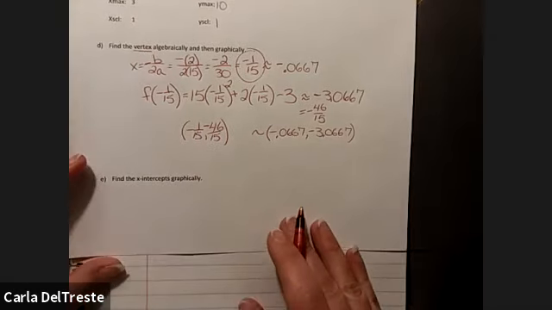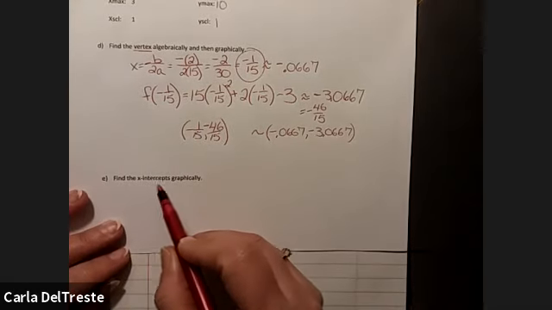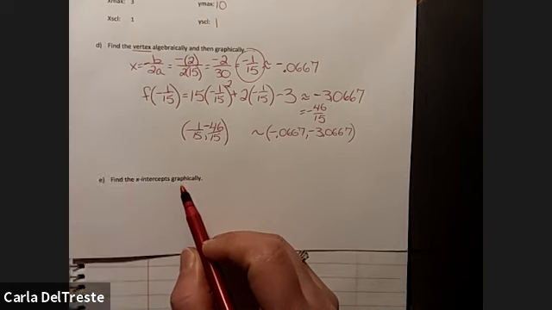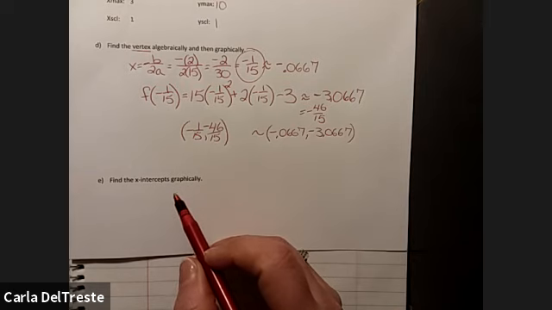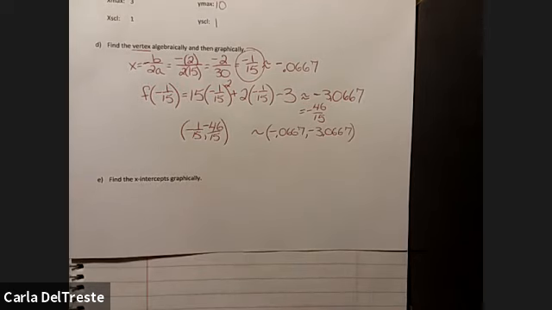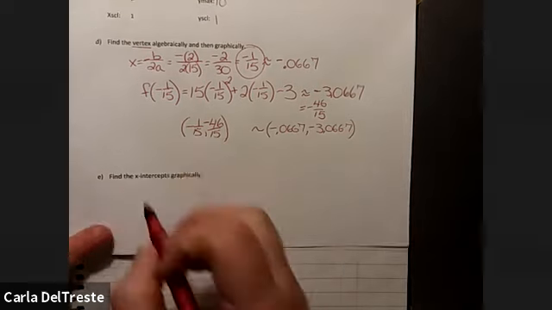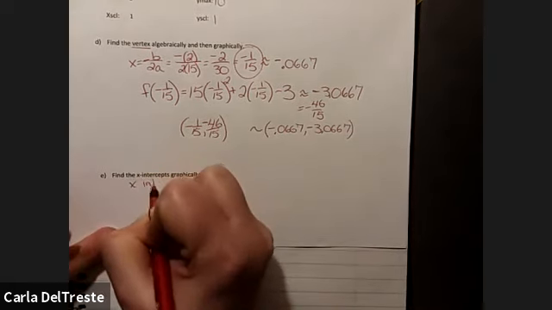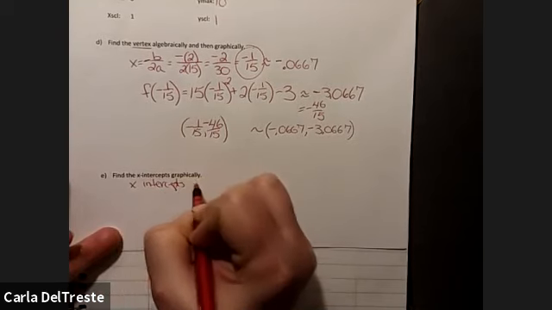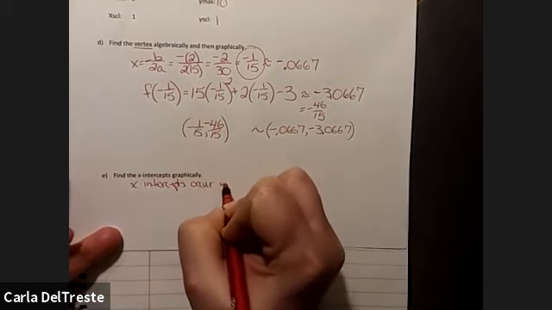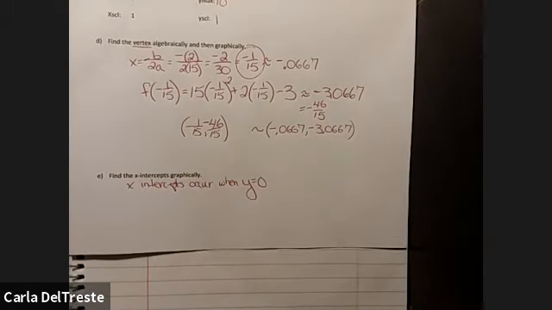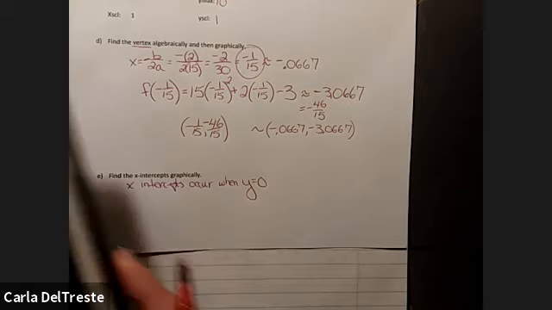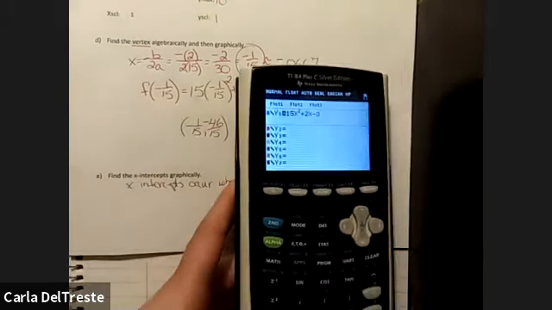Okay, now it says find the x-intercepts graphically. We're doing graphically first because we don't know how to do this algebraically yet. We're going to learn algebraically in the next section. So first we're going to do this graphically. When do x-intercepts occur? Let's write this down. X-intercepts occur when y equals 0.